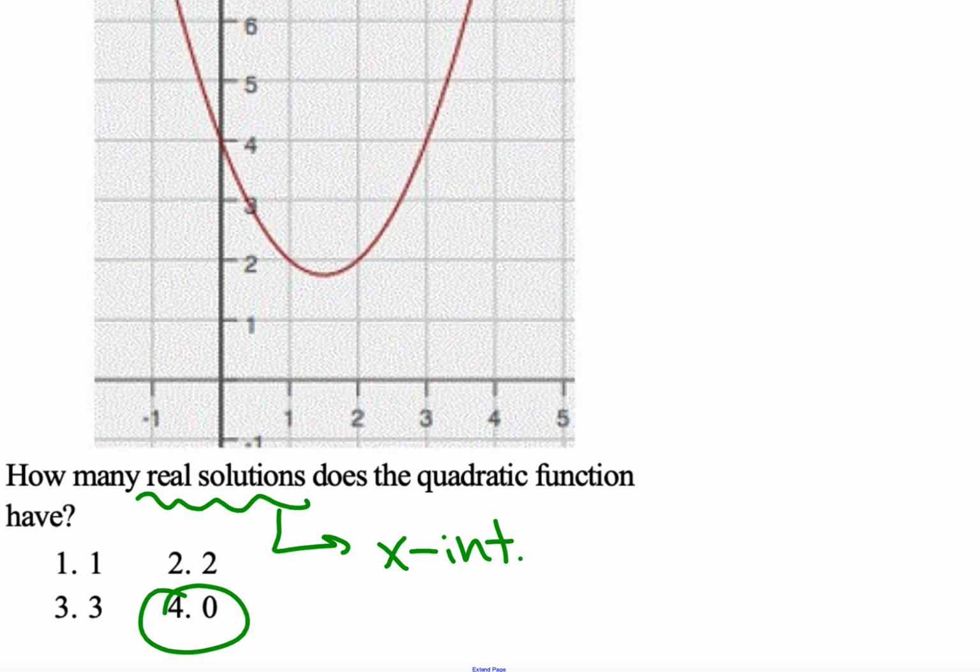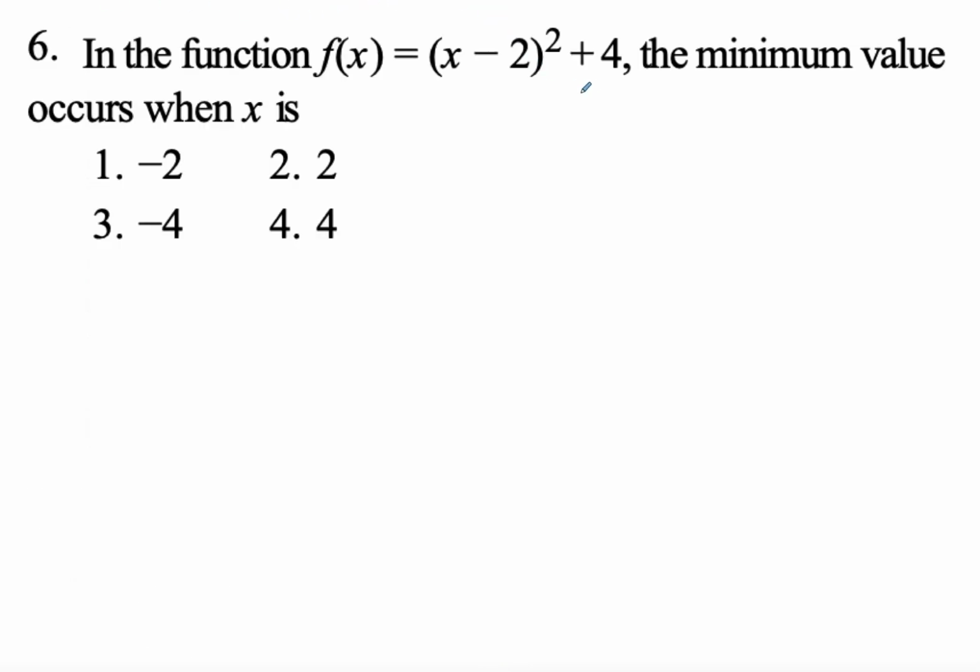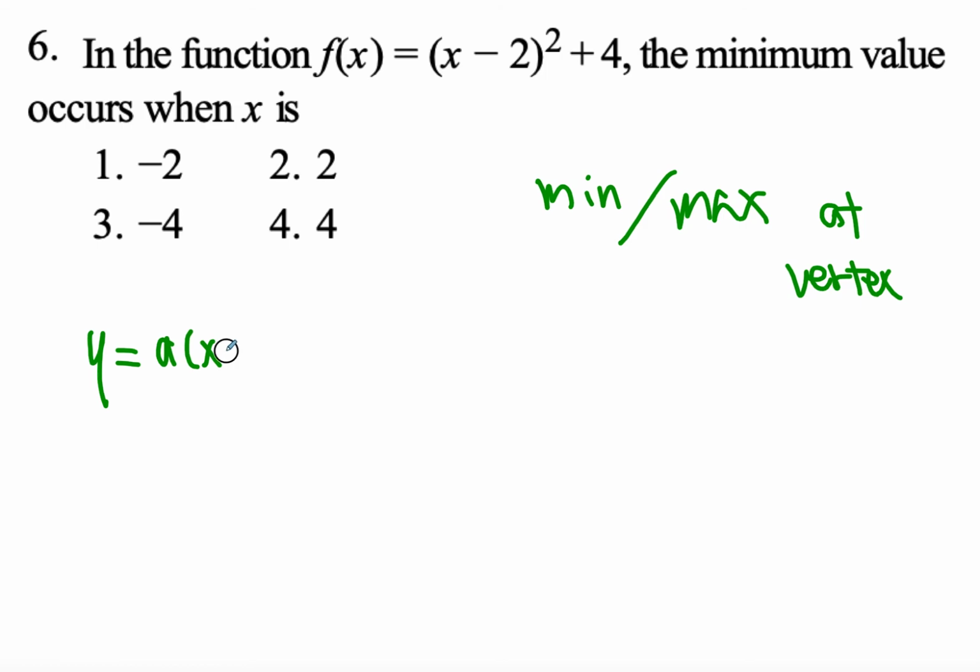Alrighty. Number 6. We're looking for the minimum value here. How do you get the minimum value? In the case of a parabola, the minimum or maximum value happens at the vertex. If you remember from the first problem, we talked about how we can represent a parabola in vertex form. If I rewrite that, y equals a(x minus h) squared plus k, we realize the vertex is at (h, k).